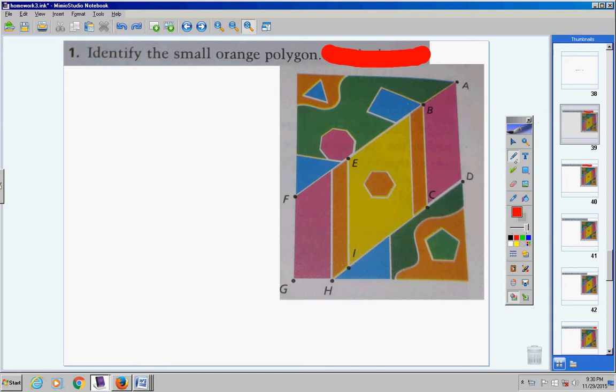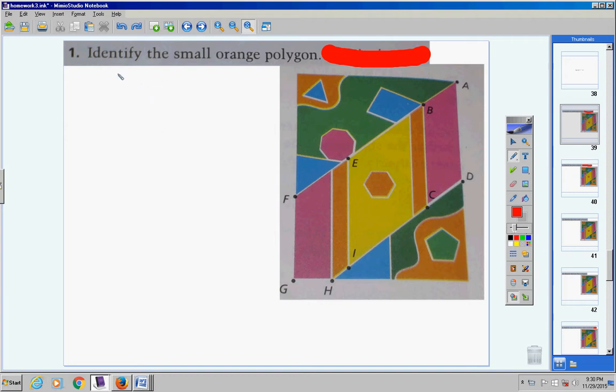Alright, let's fix that real quick. And here we go. This will be a really good review, numbers 1 through 10, on the different types of polygons. What's a polygon? What's not a polygon? Regular polygons, non-regular polygons, etc. So this will be a really good review for you guys.